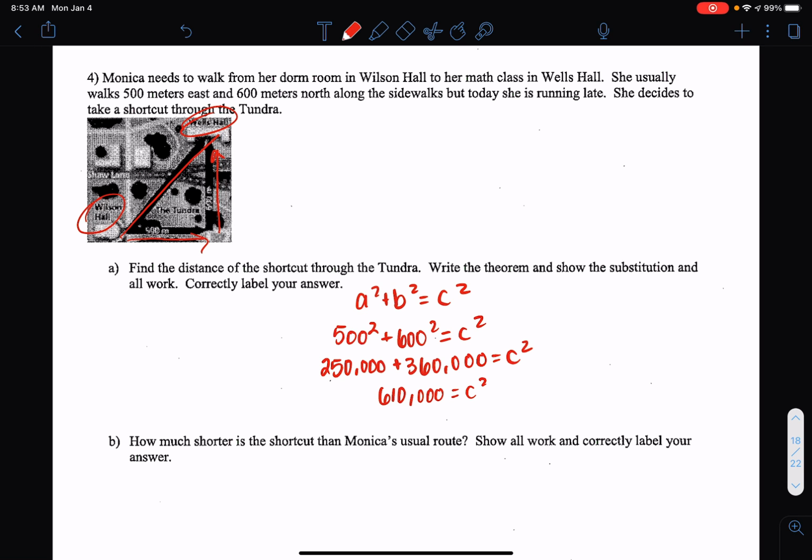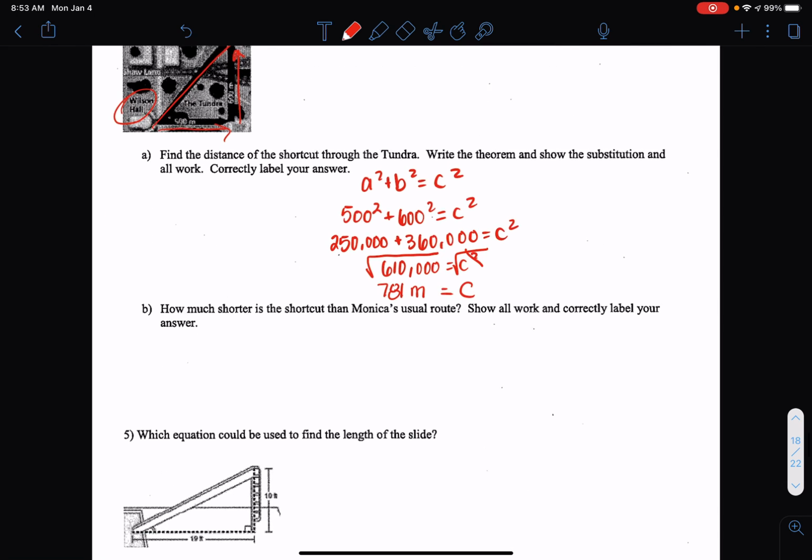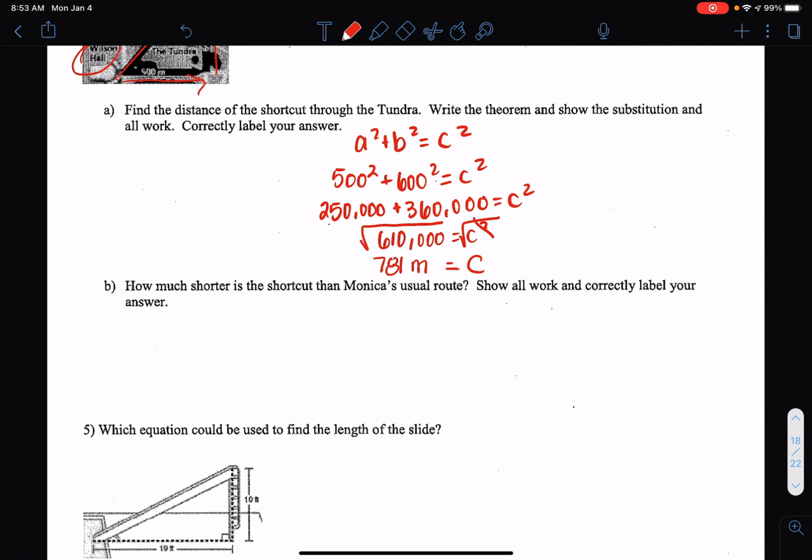Now, c is still not by itself, so I still have not figured out what my distance is. So I have to square root on both sides because I have a square on c. The square root and the square cancel out, leaving me with just c on that side. And the square root of 610,000 is going to be 781 meters, okay? And that is with me rounding to my nearest tenth. So 781 meters. Now, example B says, how much shorter is a shortcut than Monica's usual routine, okay?